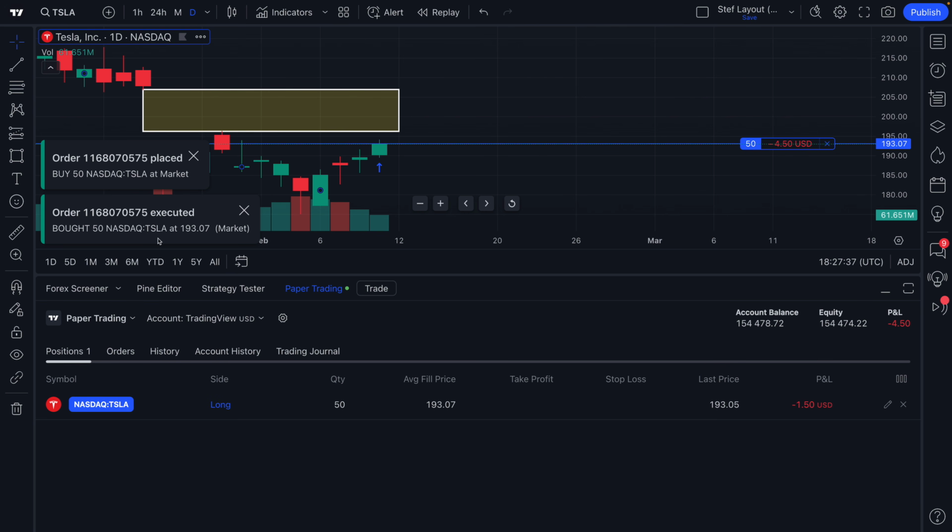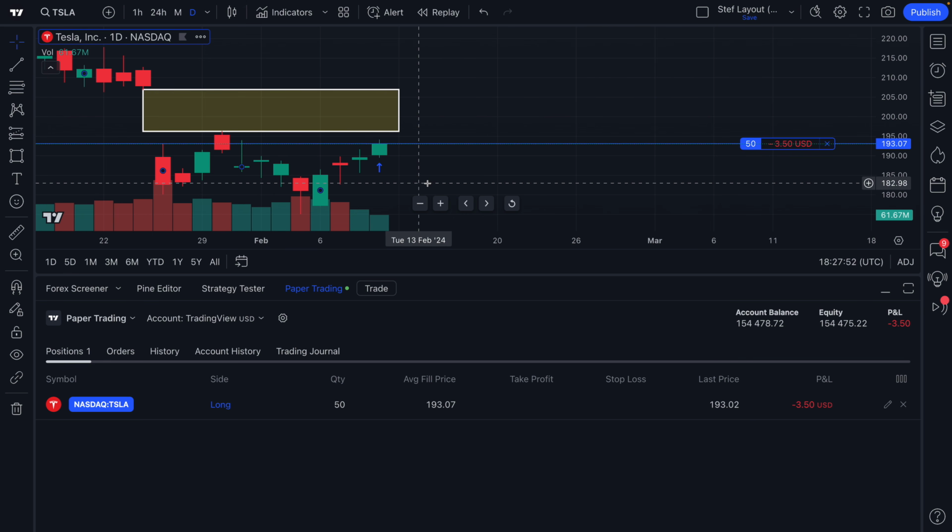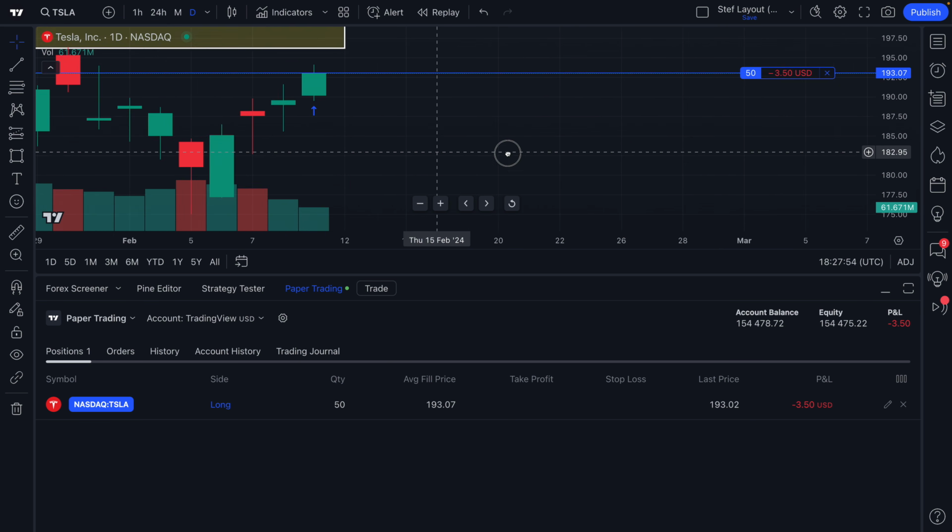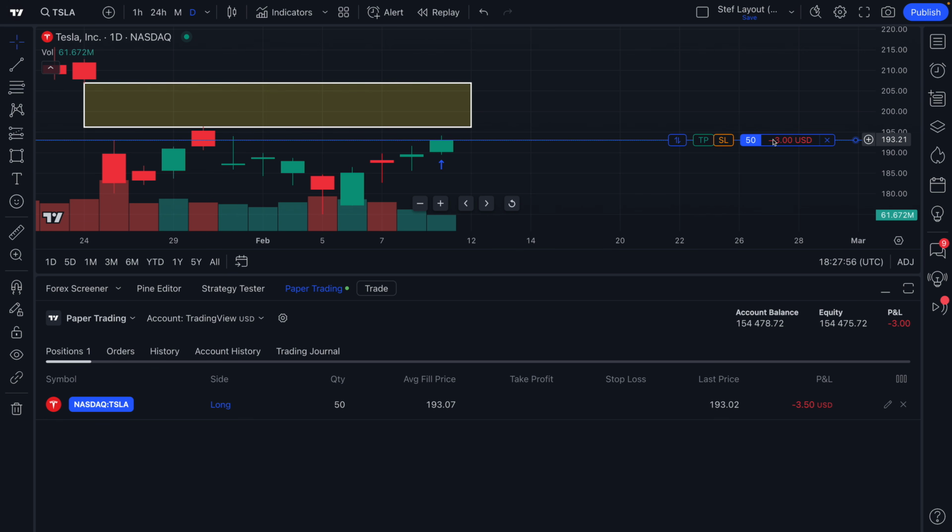You can see the tickets here, and now you can see positions are filled as well. So now we know our order was placed, and our order was executed. And we can see that it was executed at $193.07. So let's click exit, and let's take a look here at our position. Now our position is on 50 shares of Tesla. This red numbering here is whether we're down red or up green.